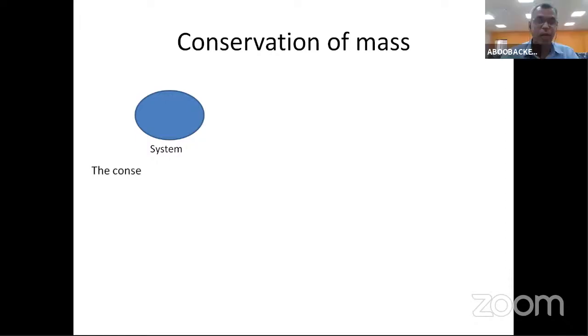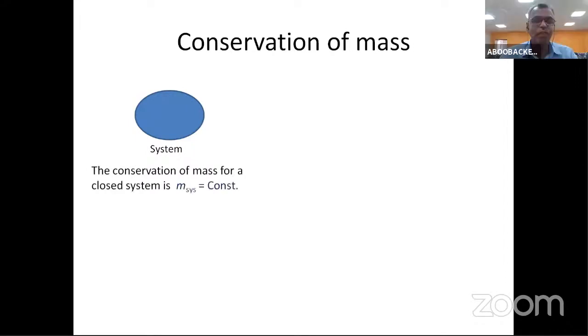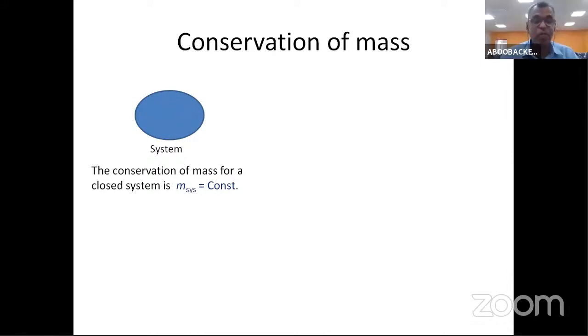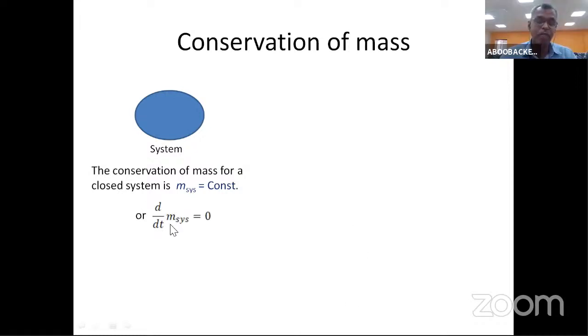So we can have conservation of mass for a system as well as for a control volume. If we create a system, the conservation of mass of a closed system is that the mass of the system is constant. The rate of change of mass with respect to time is zero. D by dt of mass is zero.